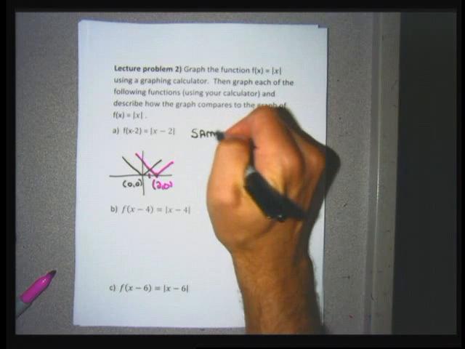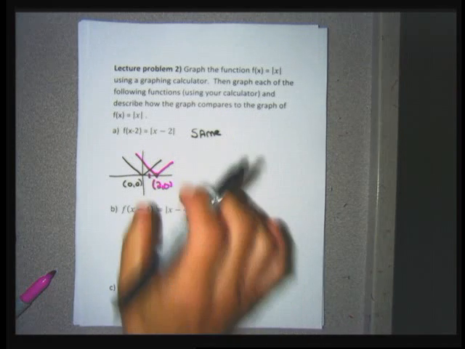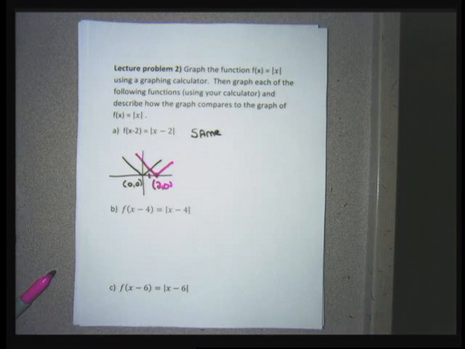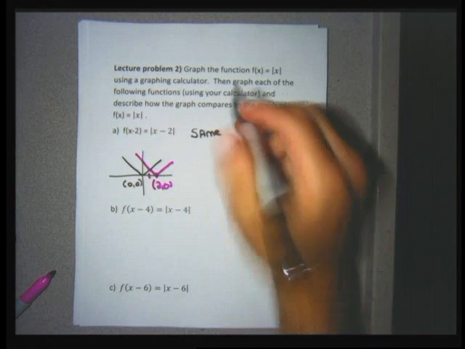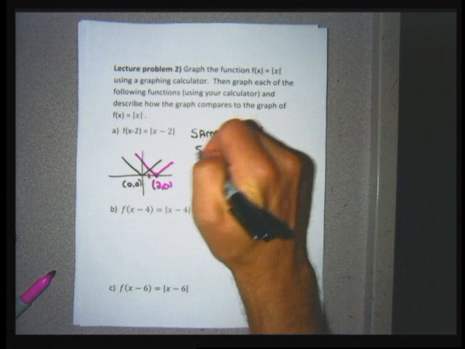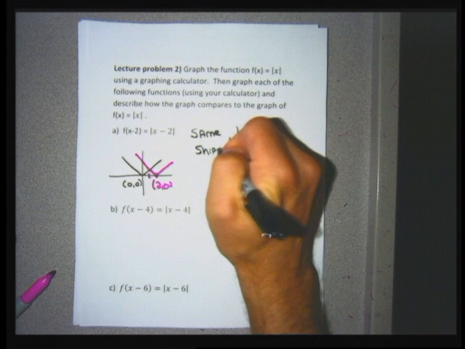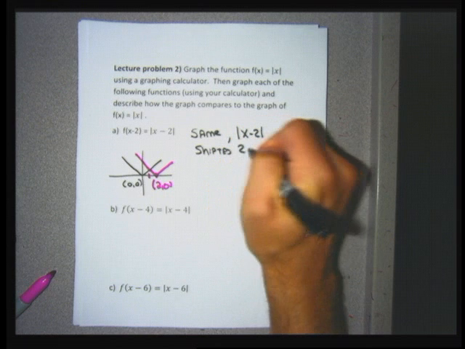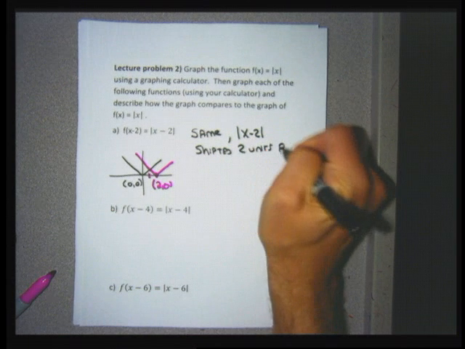They're exactly the same shape. This is a rigid transformation. The left and the right graph, you can put them right on top of each other and they'd fit perfectly. But the graph of the x minus 2 is shifted 2 units to the right.